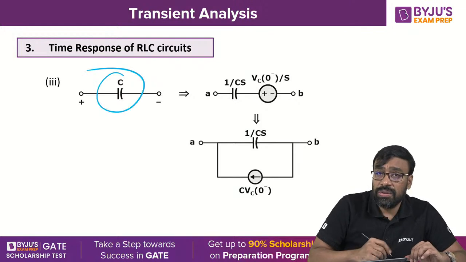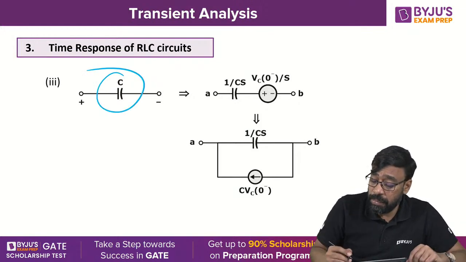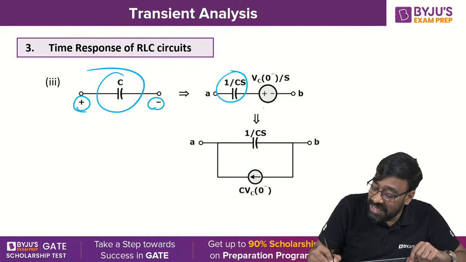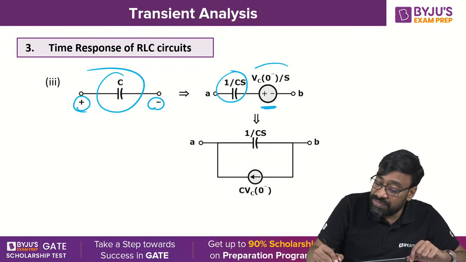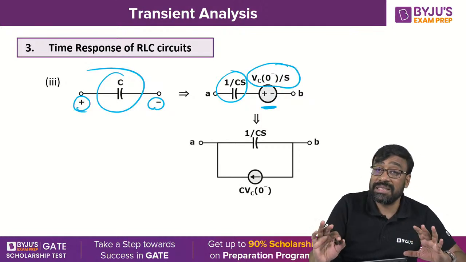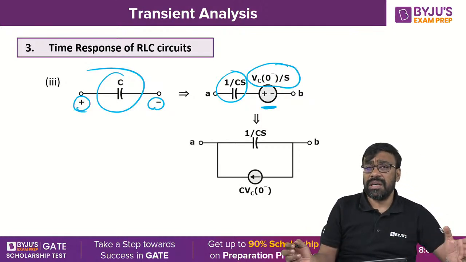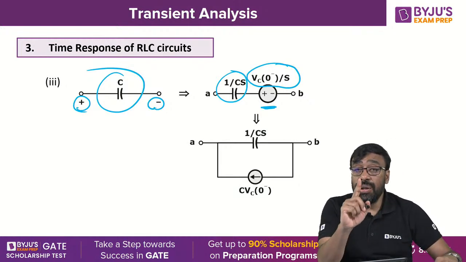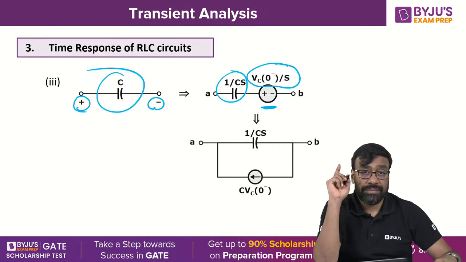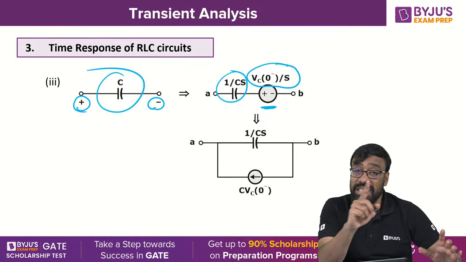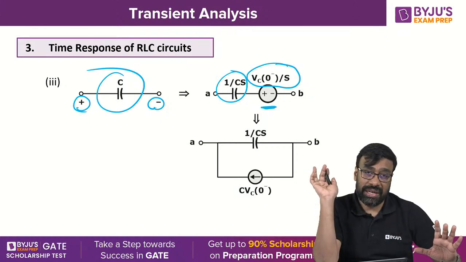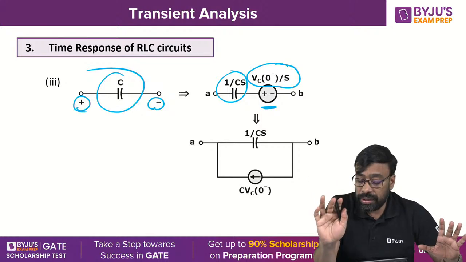C, the capacitor, only 3 elements, RLC, right? C, 1 by Cs with the polarities plus minus. I maintain the plus minus polarity the same, but this value is Vc of 0 minus by S. So what is Vc of 0 minus, sir? I have to find it from the t equal to 0 minus equivalent circuit. The t equal to 0 minus equivalent circuit is very, very important. You understand? Both in the case of t equal to 0 plus equivalent circuit construction and also in S-domain equivalent circuit construction. Got it? Okay, well.